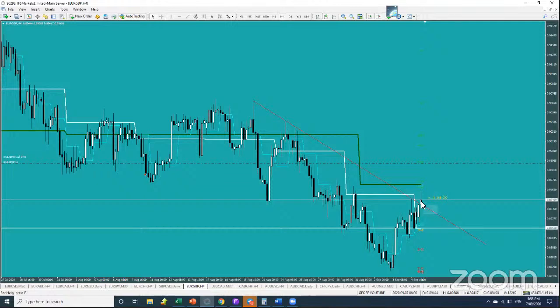If it did both, if it tested the monthly pivot, then gave me an entry underneath that trade line, then that becomes interesting to me. Yeah, that does become interesting. We shall see. Nothing concrete at the moment. Euro yen.